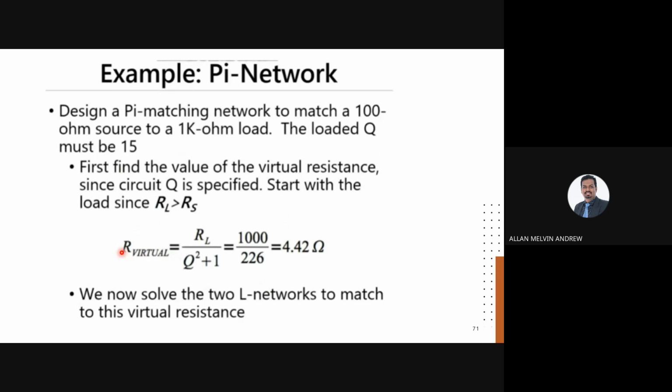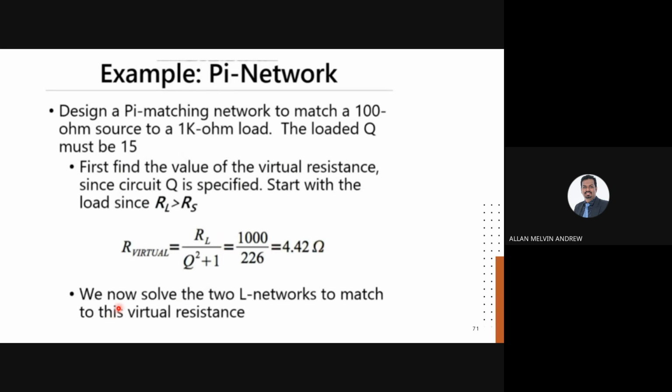To calculate the R virtual, it is RL over Q square plus 1. Q is given as 15, so 15 square plus 1, which is 226. Once you divide, we can see R virtual is much smaller. That's why the current can flow. Because you see RS is 100, RL is 1000, R virtual is only 4.42, which allows the current to flow.